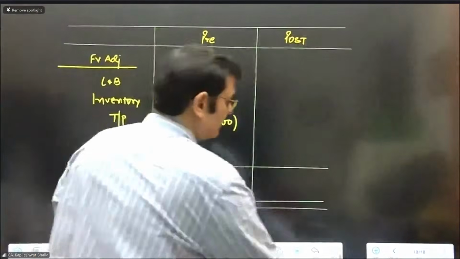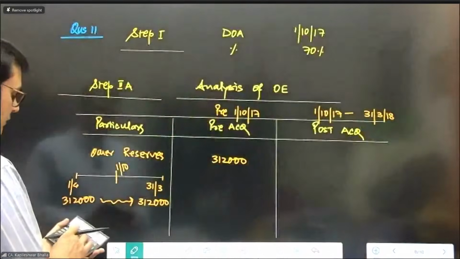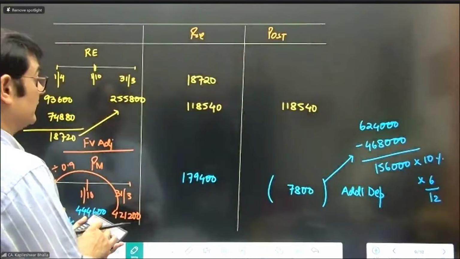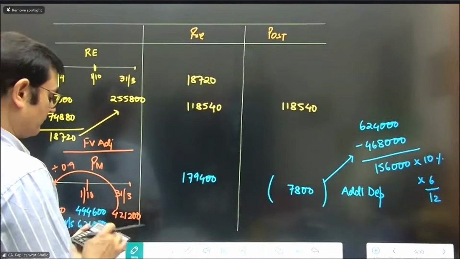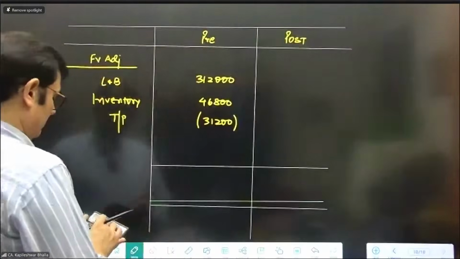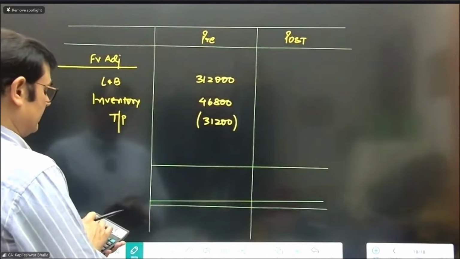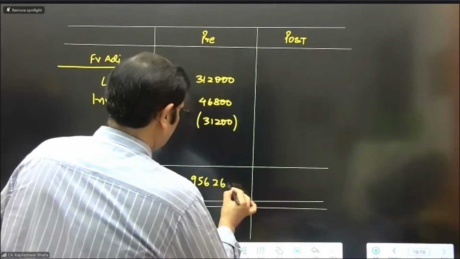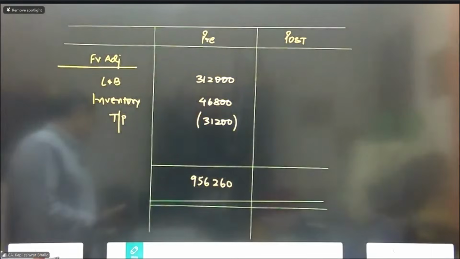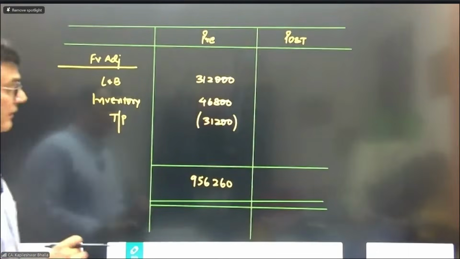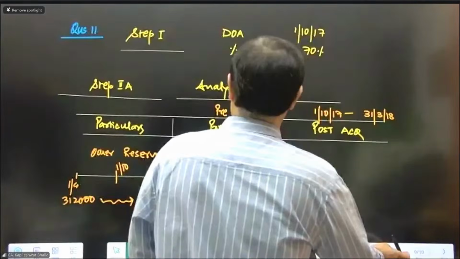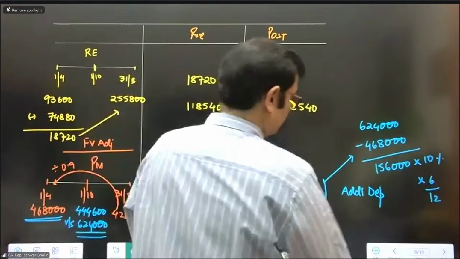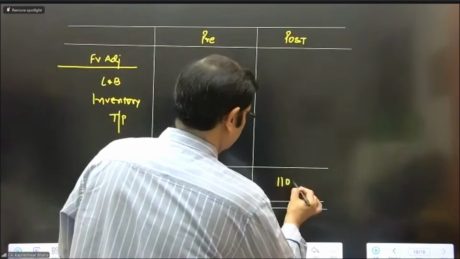So let's see what is the pre and the post. Pre is 3,12,000 plus 18,720, 118,540, 3,12,000, 46,800. I think this is coming to 956,260. Okay, and then let's consider the post acquisition as well. Post acquisition is 118,540, and this is, I guess, coming to 110,740.